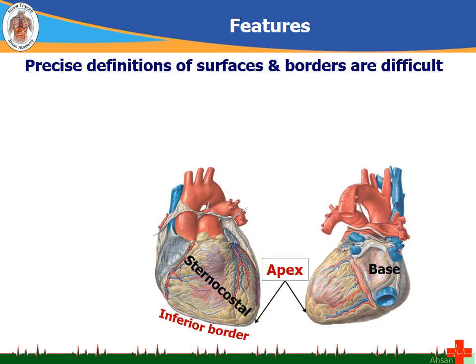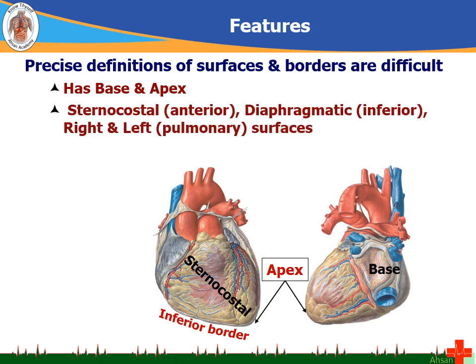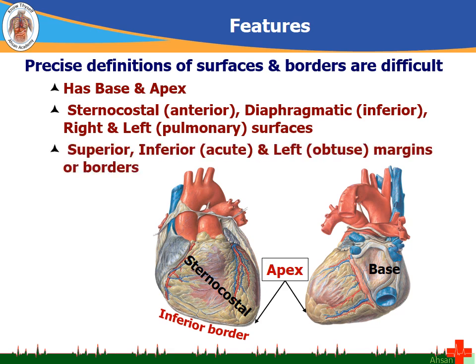The heart has surfaces and borders, but these are not precisely demarcated. It has base and apex. Surfaces are sternocostal or anterior surface, diaphragmatic or inferior surface, and right and left surfaces. Those are known as pulmonary surfaces. It has superior border, inferior or acute border, left border, and also the right border. Sometimes it is called right surface. These borders are also known as margins of the heart.